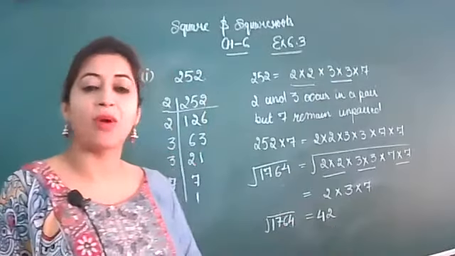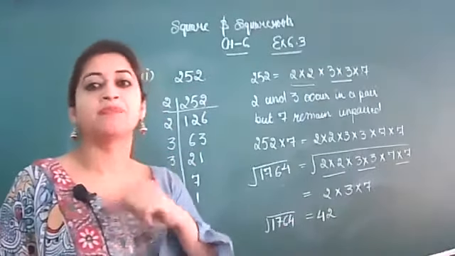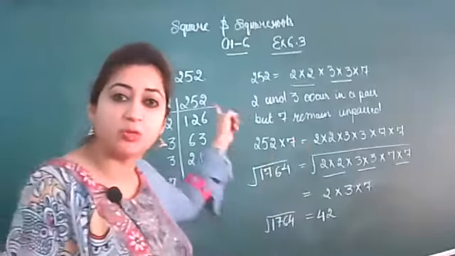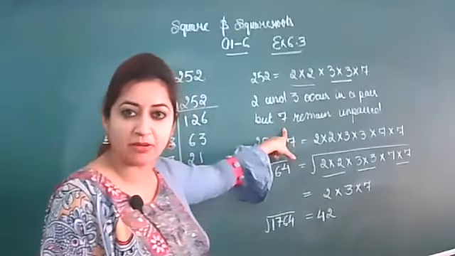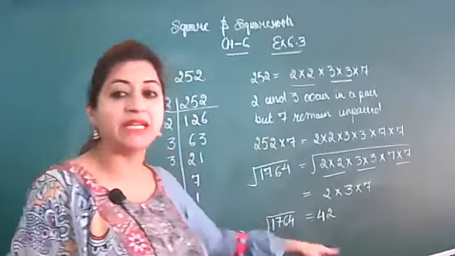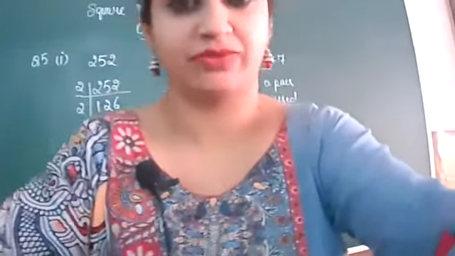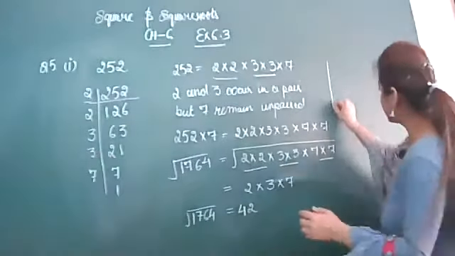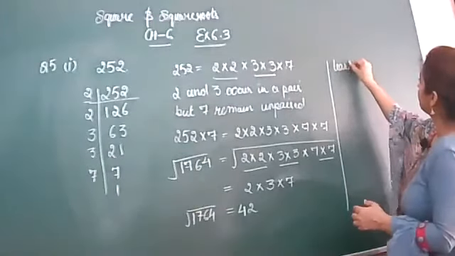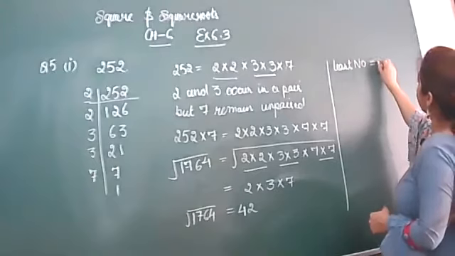Now, in the question, you have to answer 3 parts. First, what is the least number by which this should be multiplied? So 7 is the least number. You will write the answer completely at the end. You will write the answer like: least number is 7.